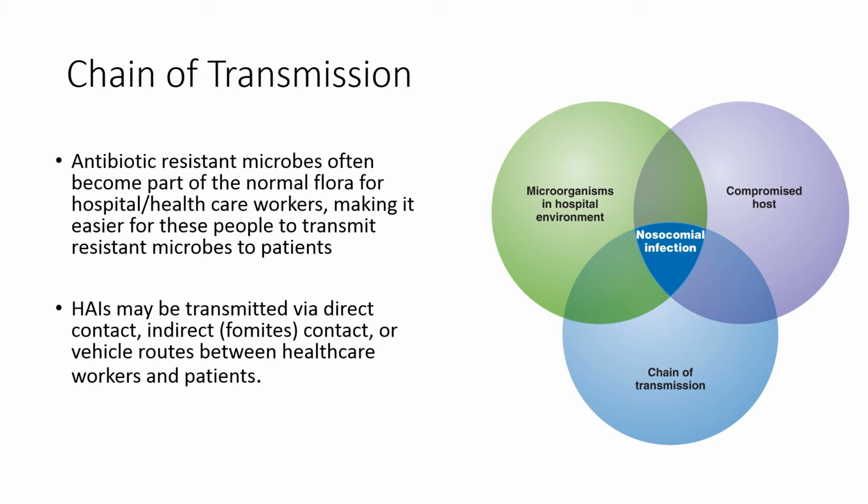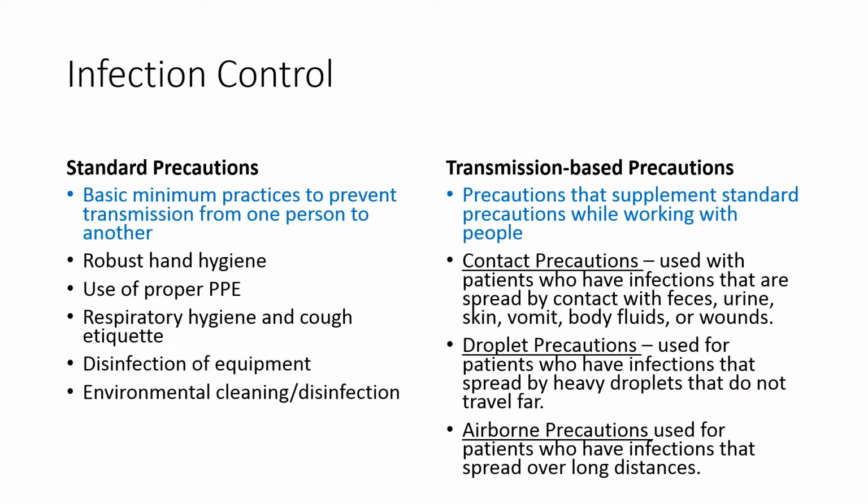So it's the microbes in the environment, it's the compromised hosts, and then all of the routes of transmission between staff and personnel in a healthcare environment, and patients. And we didn't even talk about visitors. They also factor into this. The only factor of the trifecta that can really be controlled in a healthcare environment is the chain of transmission.